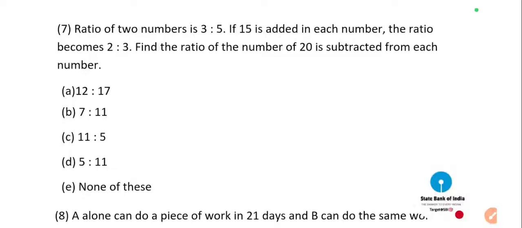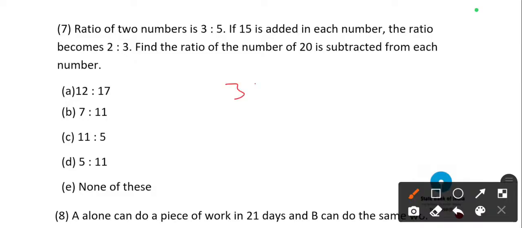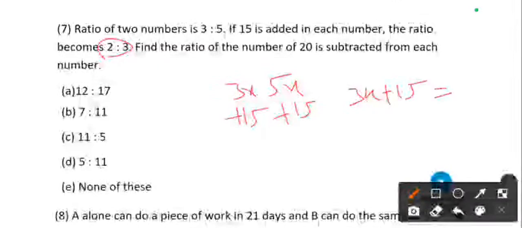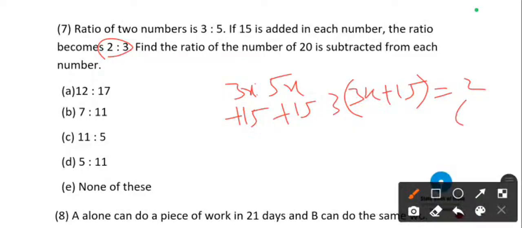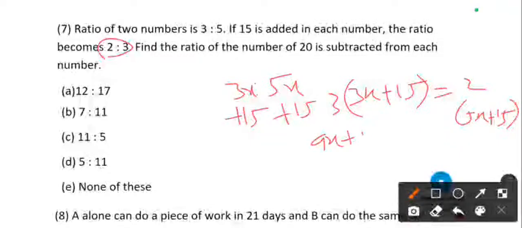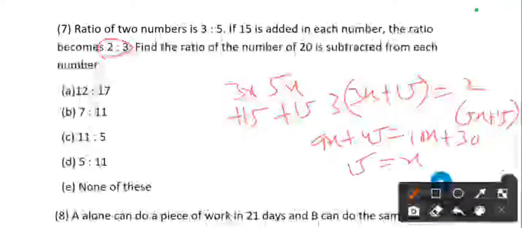The 7th question. The ratio of two numbers is 3:5. So two numbers are in the ratio of 3:5. If we add 15 to each number, the ratio becomes 2:3. So (3x plus 15) over (5x plus 15) equals 2 by 3. So we need to multiply 3 to this one and 2 is multiplied to 5x plus 15. So what we have is 9x plus 45 equals 10x plus 30. So x equals 15.